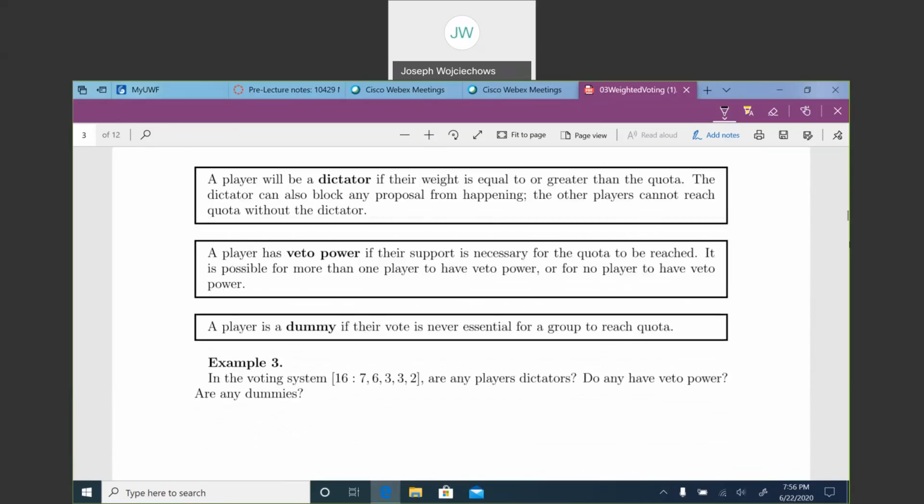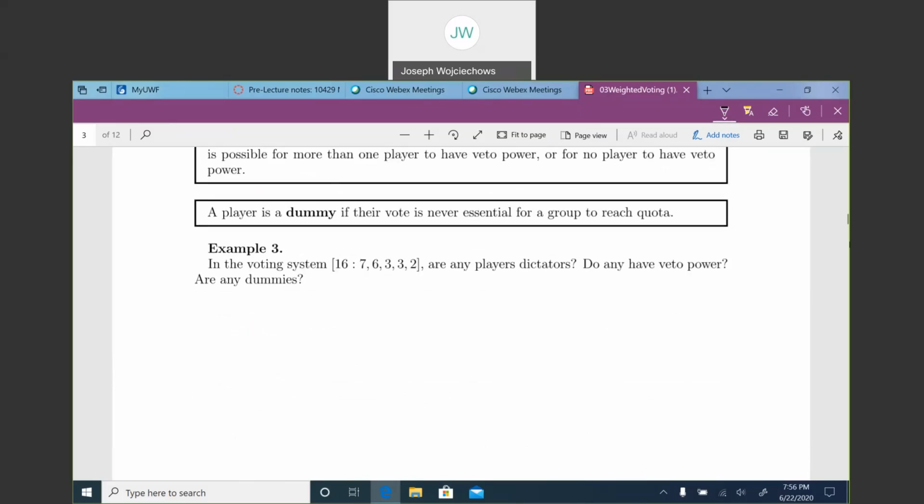So let's continue on. A player will be a dictator if their weight is equal to or greater than the quota. The dictator can also block any proposal from happening. The other players cannot reach quota without the dictator. A player has veto power if their support is necessary for the quota to be reached. It is possible for more than one player to have veto power, or for no player to have veto power. And a player is a dummy if their vote is never essential for a group to reach quota.